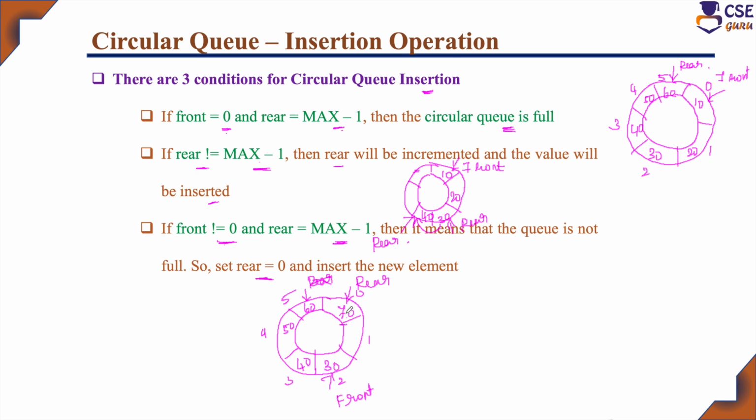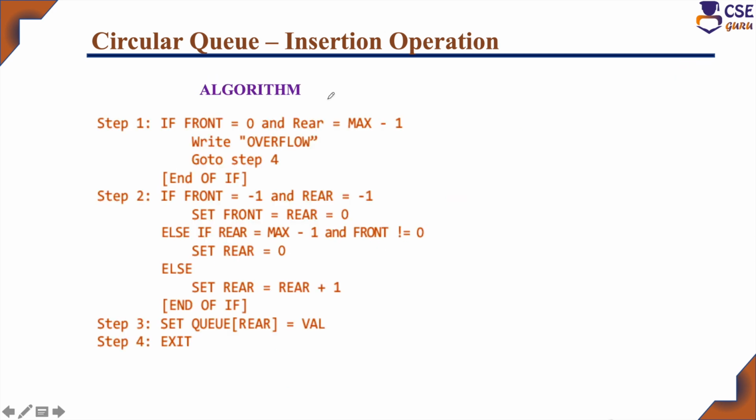Now the memory is free, so we are able to utilize it in the circular queue. That is the advantage of a circular queue also. Okay. So these three are the conditions for circular queue insertion. So here we will check the algorithm for the insert operation.